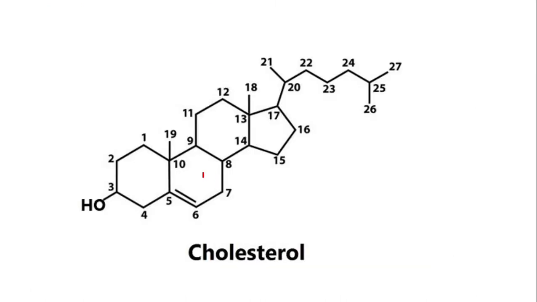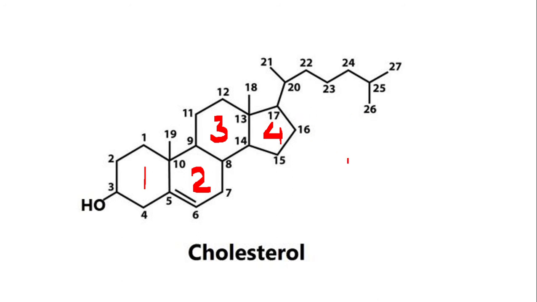This is cholesterol. See, there is ring number 1, a 6-membered ring. Ring number 2, again 6-membered. Ring number 3, again 6-membered. But ring number 4 is a 5-membered ring. Can you see? And then this is the side branching. You should know how to draw it. When we come to the actual class, I will show you on the board how to draw it.